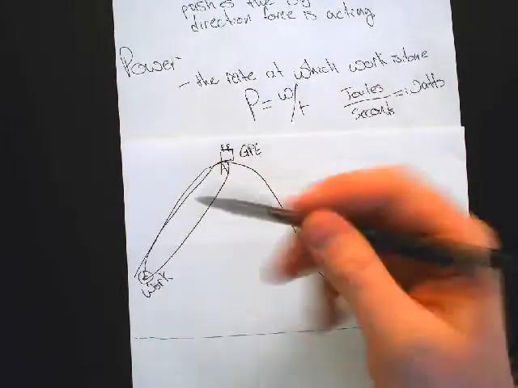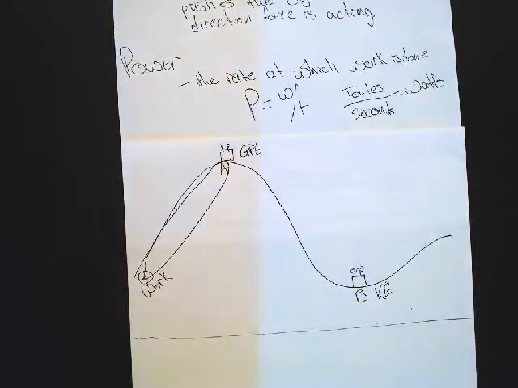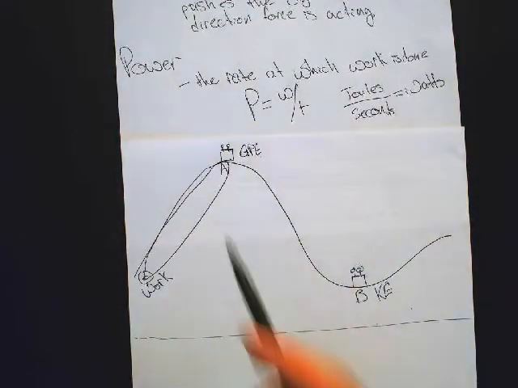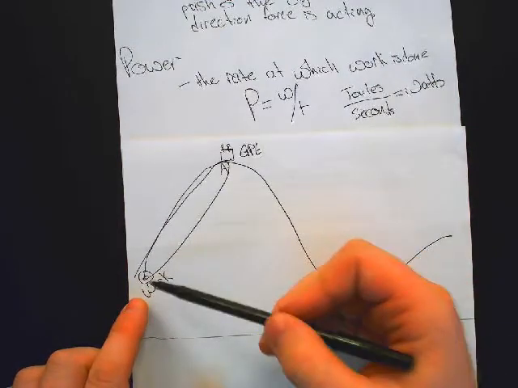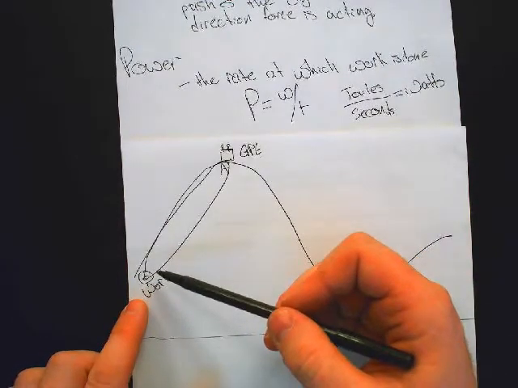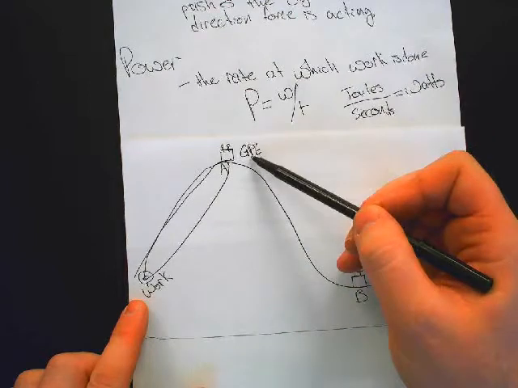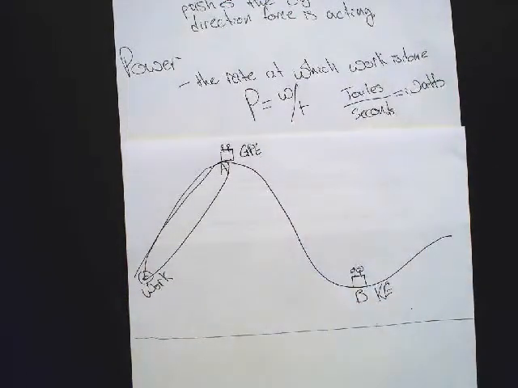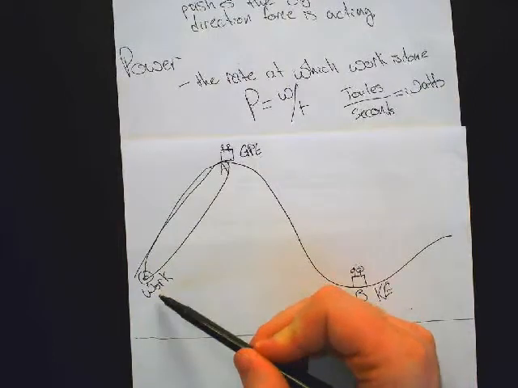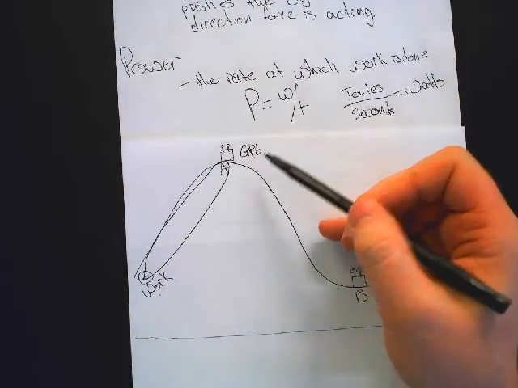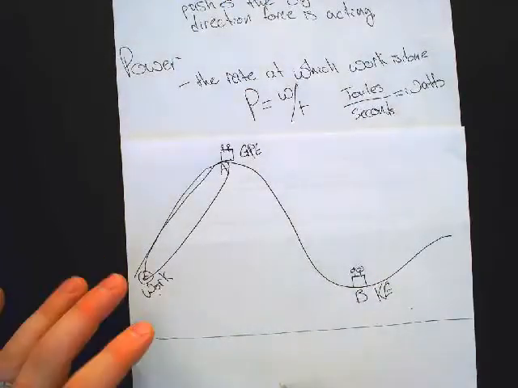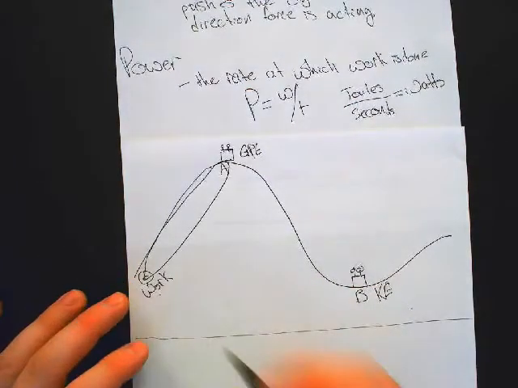Now that work is changing maybe electrical potential energy into gravitational potential, because maybe this is an electric motor, maybe it's a diesel motor, so maybe we're changing chemical potential energy into gravitational potential. Doesn't matter what kind of motor this is, where the motor is getting its power, work is what turns it into gravitational potential energy.